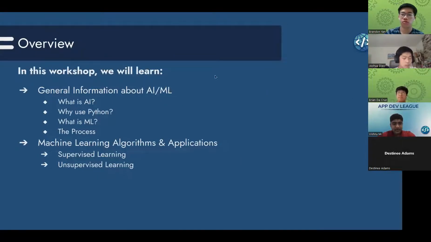In this first part of the workshop, we'll learn some general information about artificial intelligence and machine learning. Like what exactly artificial intelligence is, why we generally use Python to code for it, what machine learning is, as well as the process that machine learning networks actually use to learn. And we'll be looking at two different basic frameworks of learning here, which are supervised and unsupervised learning.